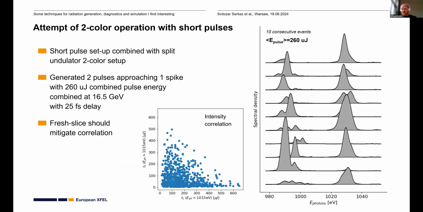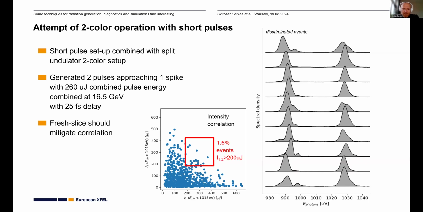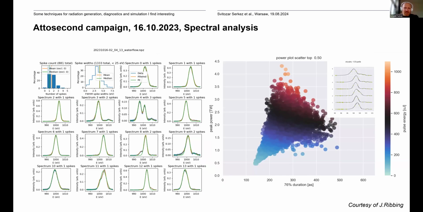The thing is, one can combine both methods and have very short pulses for pump and probe. That's actually what you see here. These are spectra, 10 consecutive events for very short pulses, single spike-ish, which should be below 1 femtosecond. If one picks a subset of them with equal intensities, the spectra look very nice. And this is a spectrum from one of the attosecond campaigns that we tried to measure.